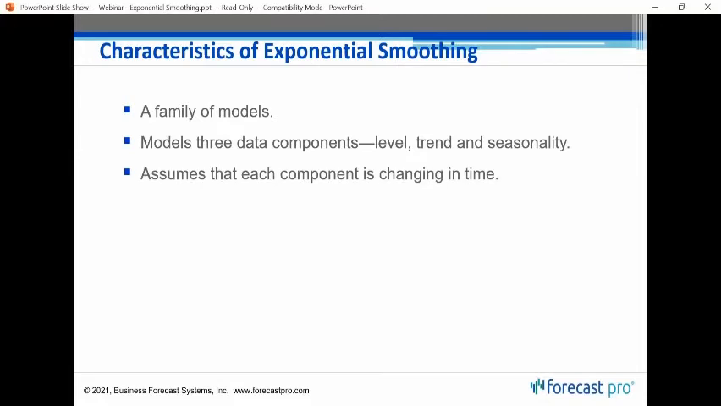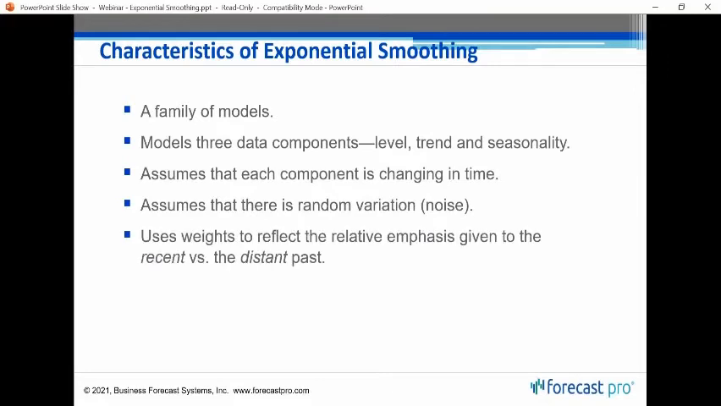One of the assumptions behind an exponential smoothing model is that each component is changing in time, so that the current trends, the current seasonal patterns, the current sales levels will be different from what they were in the past and will be different going forward. There's another assumption behind the model, and that is that there's some random variation. Sometimes we refer to random variation as noise. But the concept here is that things are changing in time, and that also there's some random variation in addition to our 3 components of level, trend, and seasonality.